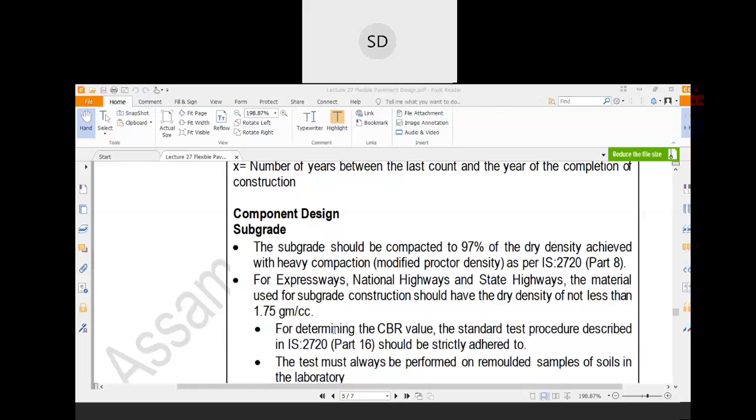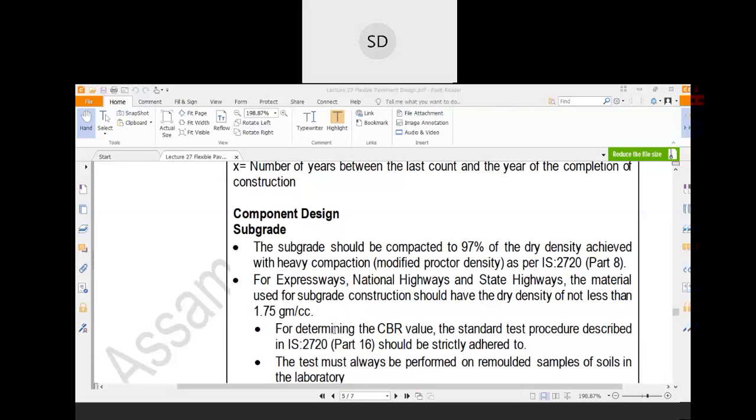So this subgrade should be compacted to 97% of the dry density, and this dry density is achieved by mixing an adequate portion of water with the soil particles. That adequate portion of water is called optimum moisture content. For this reason, you might have seen that before compacting the soil over the road surface with a roller, some water is sprinkled over the soil particles, and that sprinkling is carried out to attain the maximum dry density.